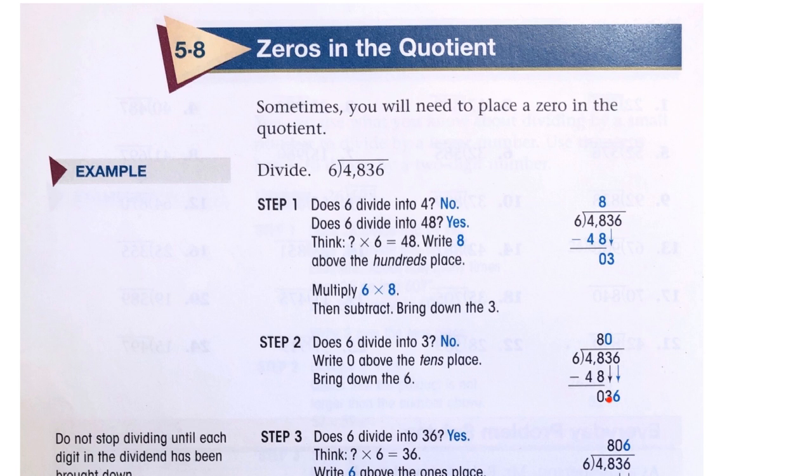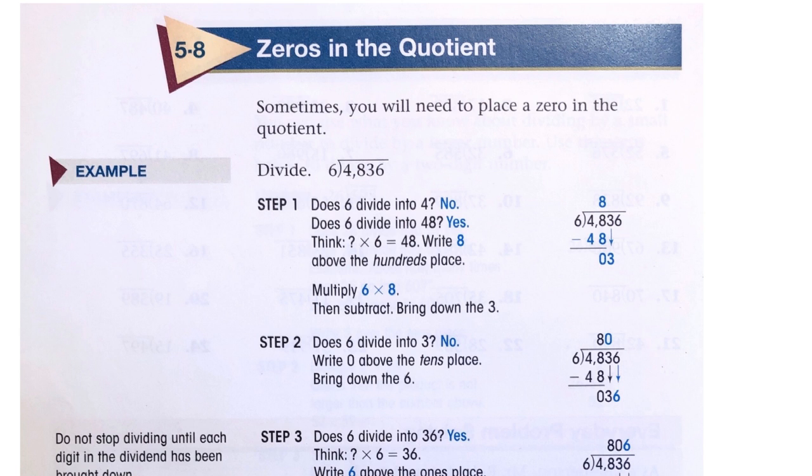Step 2, does 6 divide into 3? Because 3 is what we brought down, but 6 doesn't go into 3 because 3 is less than 6. So 0 sixes go into 3. So just write a 0 over that number, which is in the tens place. Bring down the next number, which is 6.